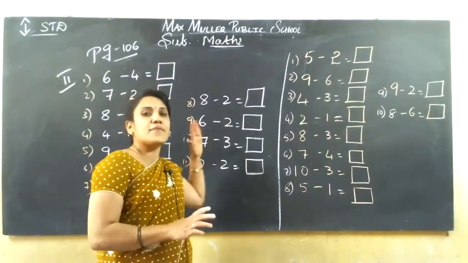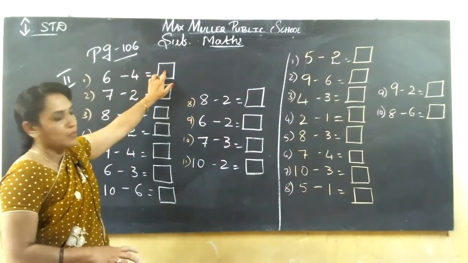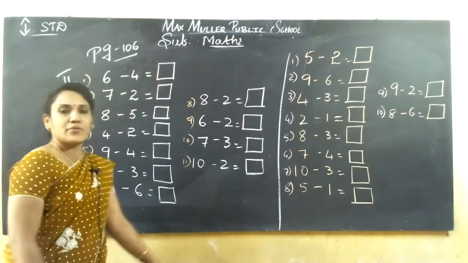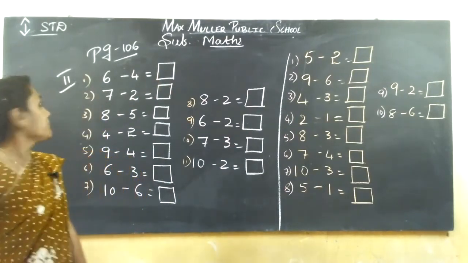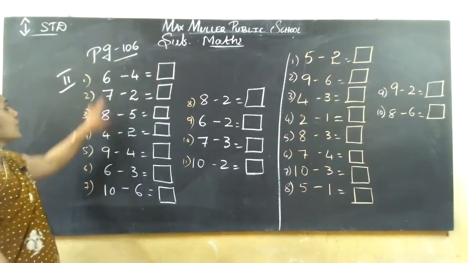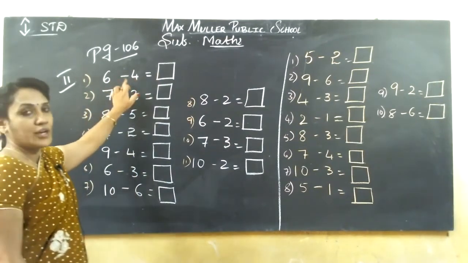Now we'll do one by one sums slowly. What I do, understand, and you also write the answer in the box correctly. Follow me and write. Okay, shall we start now? Yes. First sum, how to do? See. What is the first sum? 6 minus 4. How to read also you should know.